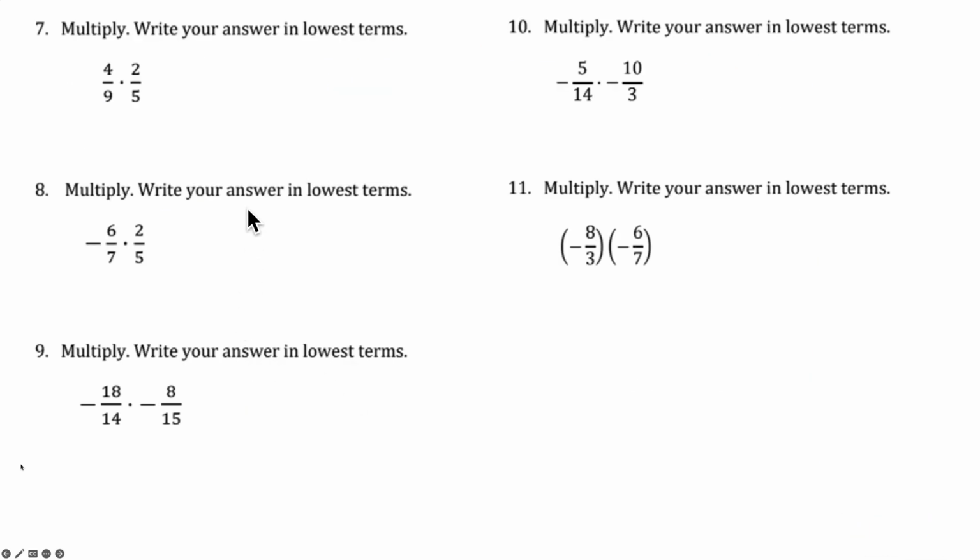All right, number 7, multiplying. Okay, like we said, multiplying straight across. 4 times 2 is 8. 9 times 5 is 45. Oh, we have a negative here. 1 negative, so my answer is going to be negative. So if you want to put equals a negative, 6 times 2 is 12. 7 times 5 is 35. Negative 12 over 35. Here we have 2 negatives being multiplied together, which means my answer is a positive.